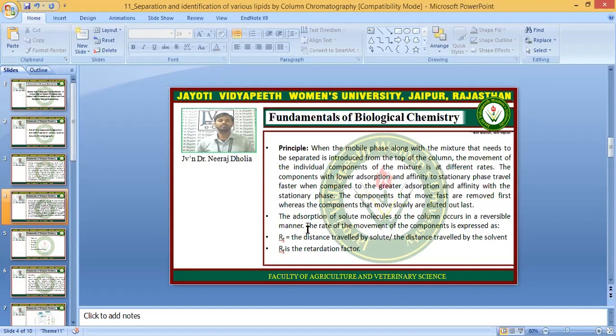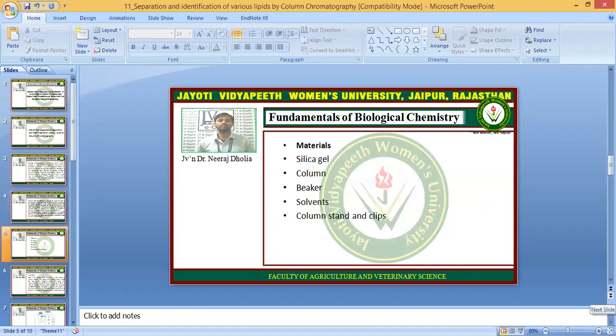The adsorption of solute molecules to the column occurs in a reversible manner, and the rate of movement of the compound is expressed as the retention factor, Rf. Rf is equal to the distance traveled by the solute divided by the distance traveled by the solvent. Rf is the retardation factor. Materials: silica gel, column, beaker, solvents, column stand, and clips.